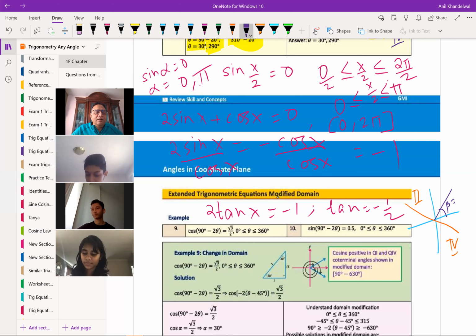Okay. And Samita, did you get? So in degrees, beta is 26.6 degrees. And Samita, how much did you get in radians? Change your mode to radians and find tan inverse of half. Okay, let me see.